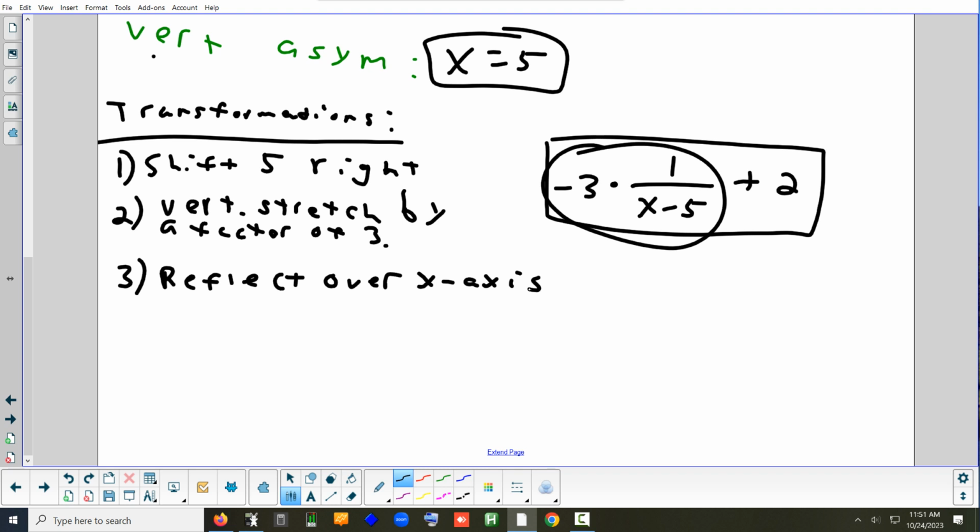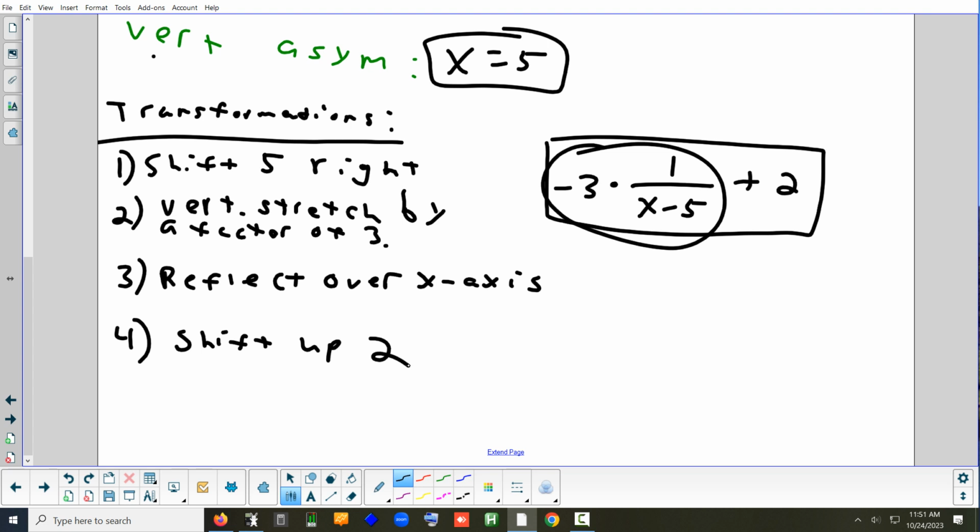Alright. So we already did the stretch, then we did the reflect, and then what's the last thing that happens? Yep. The last one of the things is a shift up by 2. So we need to brush up on that a little bit.